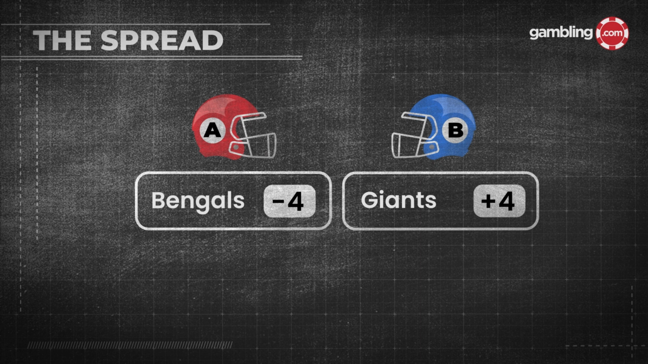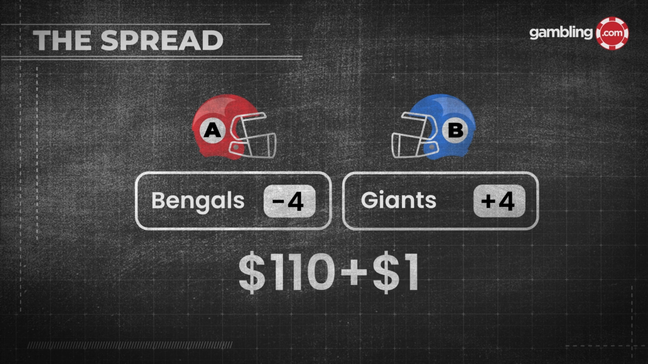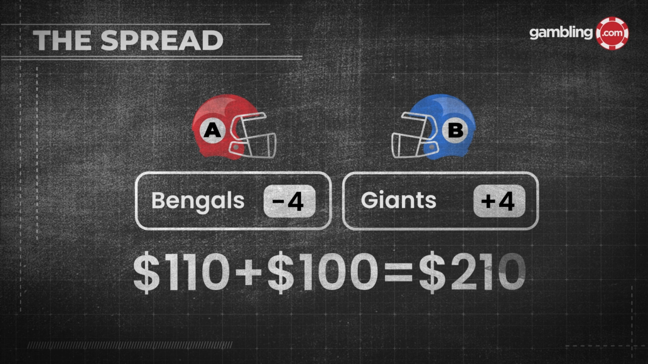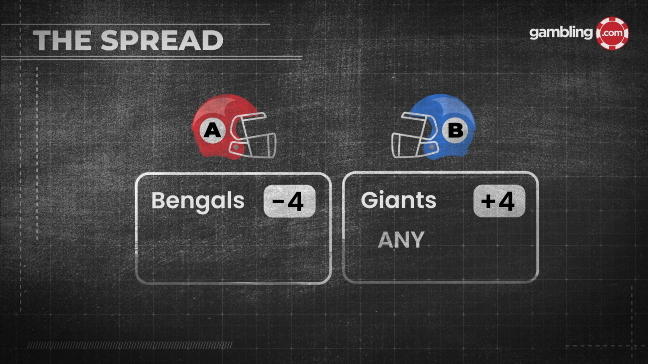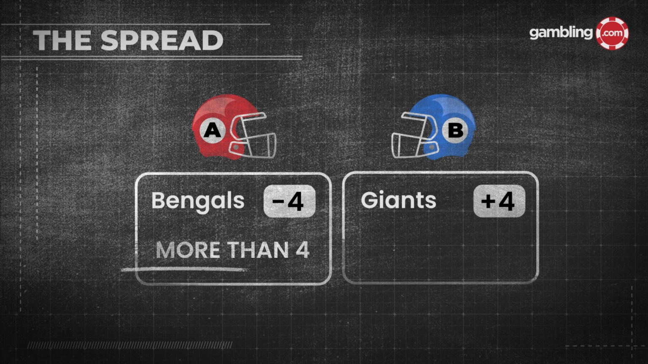Here's an example. Giants plus 4, Bengals minus 4. The odds for the spread will be the same for both teams, and usually set as minus 110, which means a stake of $110 is needed to win $100 and return a total of $210. So you choose which team will cover the spread to win your wager. In the example for the Giants to win, they will need to win the game by any score or lose by less than 4 points. For the Bengals to win, they will need to win by more than 4 points.